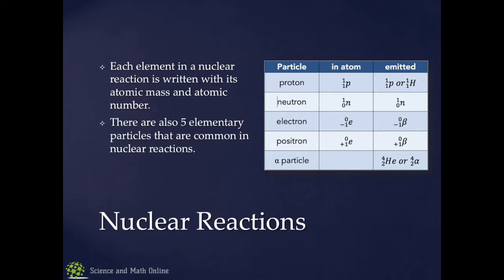And then finally we have what we call alpha particles. We saw that with Rutherford's experiment, where he found the nucleus of the atom. And so we have alpha particles, which are, like I said, the nucleus of a helium atom. So it has an atomic number of 2 and a mass of 4.